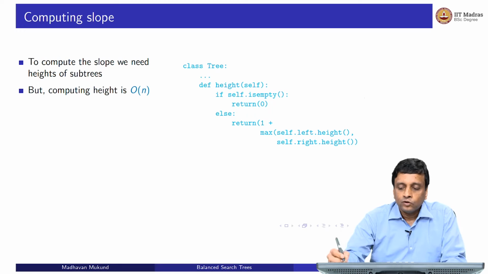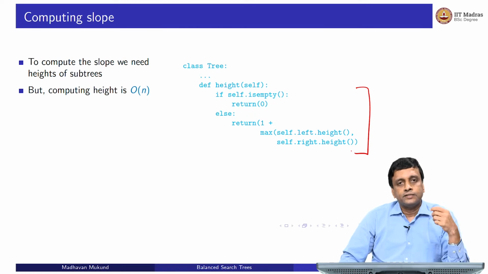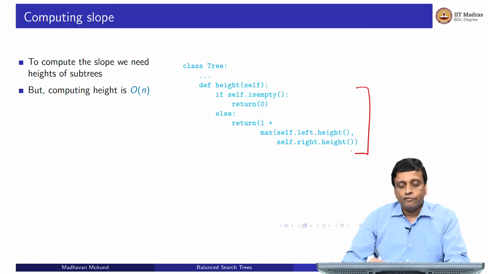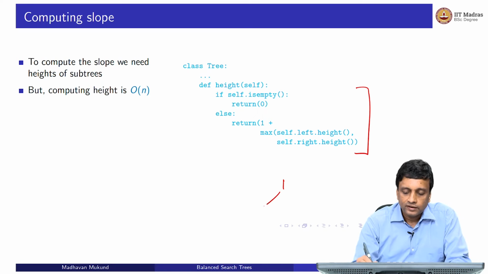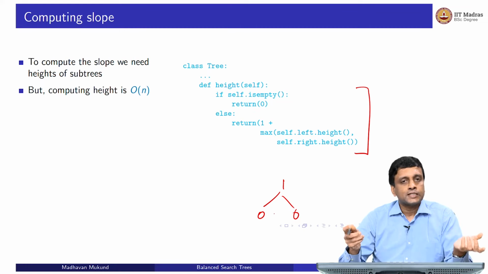So this is the Python code which expresses what we said at the beginning, that the height of an empty tree is 0 and the height of a non-empty tree is 1 plus the maximum height of its children. Notice that this also takes care of the leaf, because the leaf will be 1 plus the two children which are empty trees. So it will be 1 plus the maximum of 0 and 0.